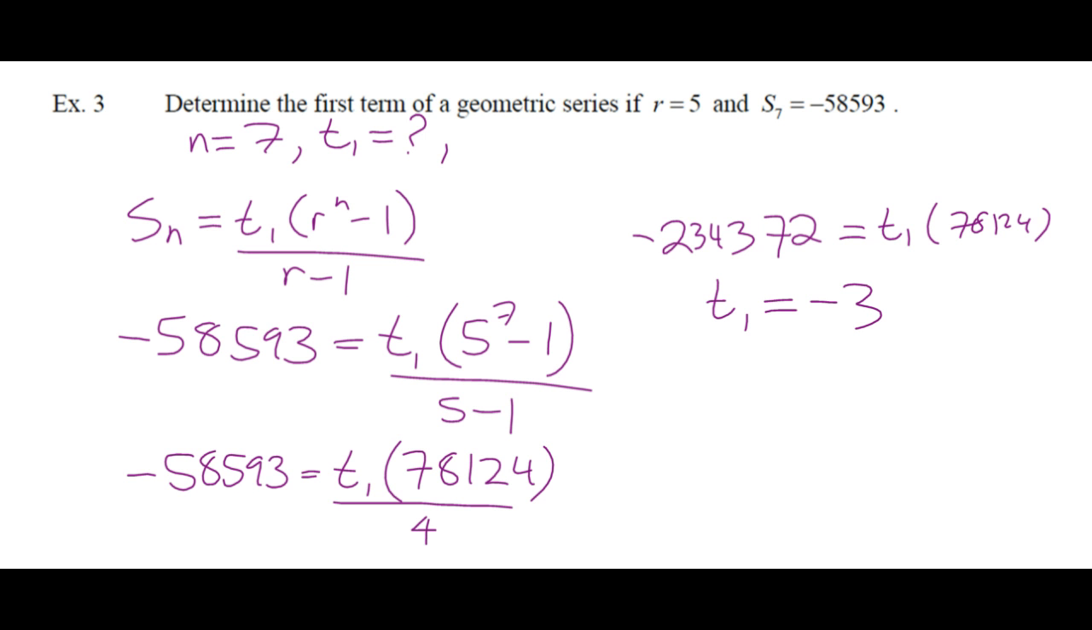Now you can check that by going back and computing negative 3 times 5 to the 7th minus 1 over 5 minus 1 and seeing if you get negative 58593. Don't do that in the middle of the test, do that at the end. Say, I've got some time now. If t1 is negative 3, then if I plug in for t1, I should get s7.